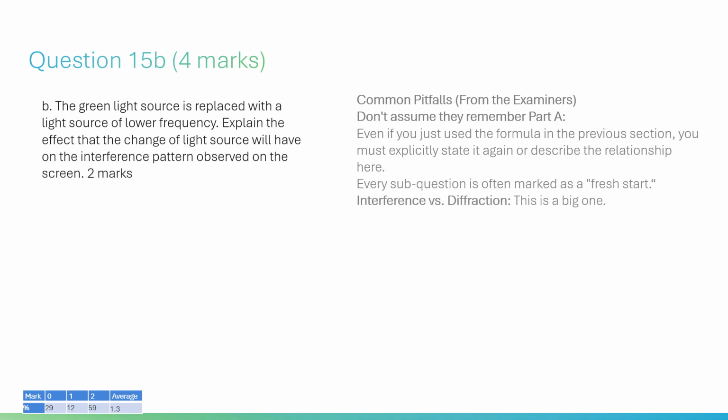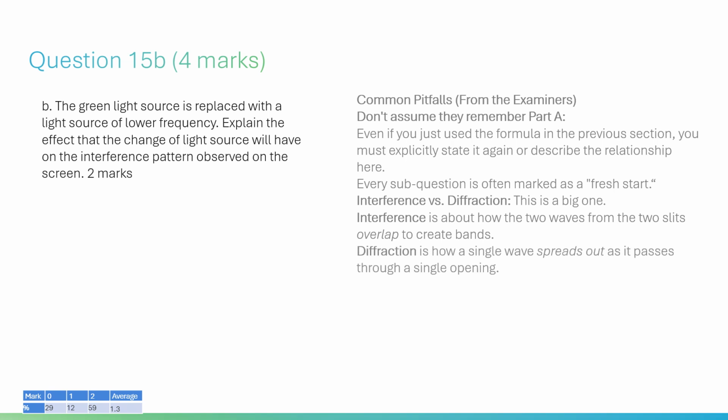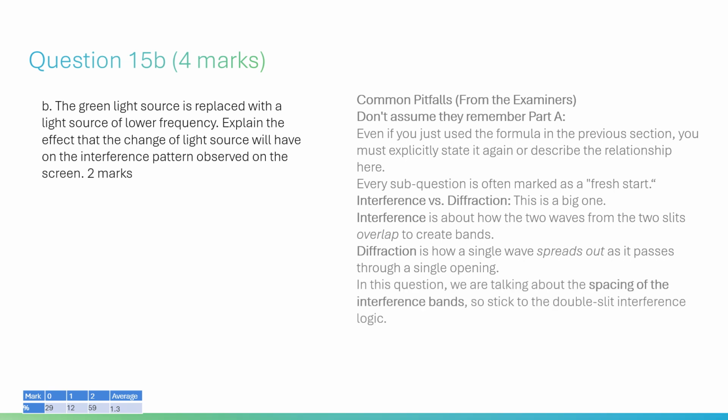Interference versus diffraction, this is a big one. Interference is about how the two waves from the two slits overlap to create bands. Diffraction is how a single wave spreads out as it passes through a single opening. In this question, we are talking about the spacing of the interference bands, so stick to the double-slit interference logic. Don't start talking about W, slit width, when you should be talking about D, slit separation.